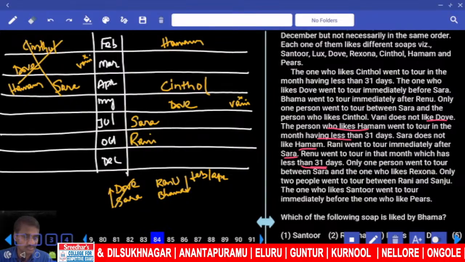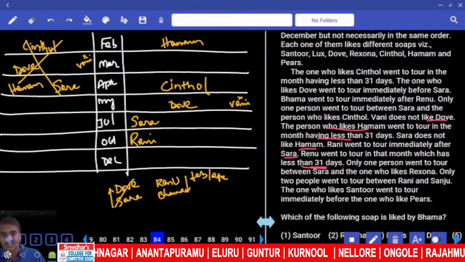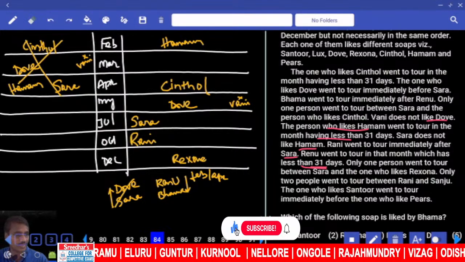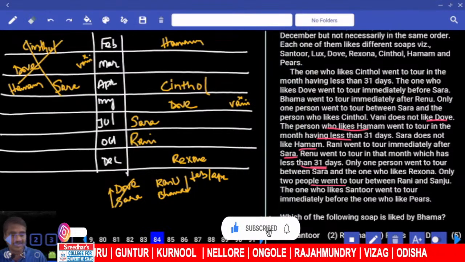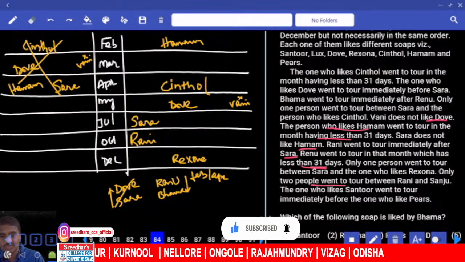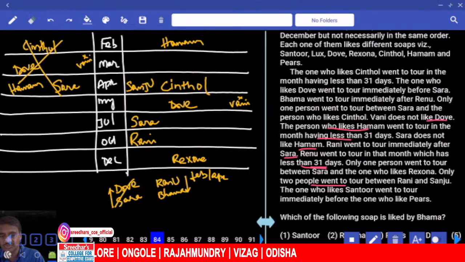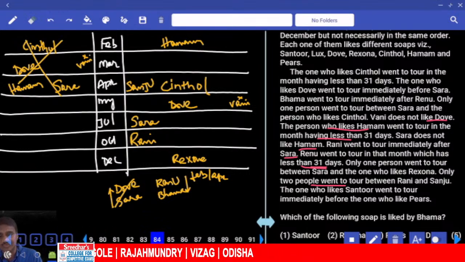And only one person between Sarah and Rexona. Sarah and the one who likes Rexona, there must be exactly one person in between. Then only two people between Rani and Sanju. Rani and Sanju, how many people? Two people. And Sanju is here. If Sanju is here, Renu cannot be in the month of April. Hence Renu must be in the month of February.